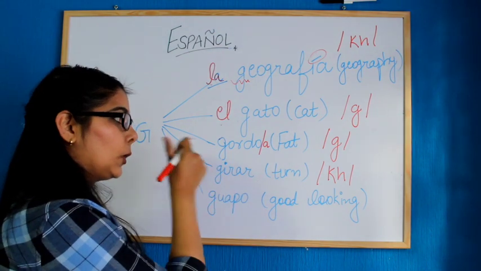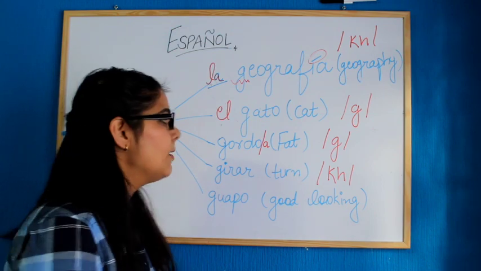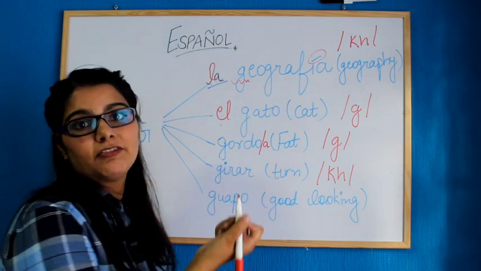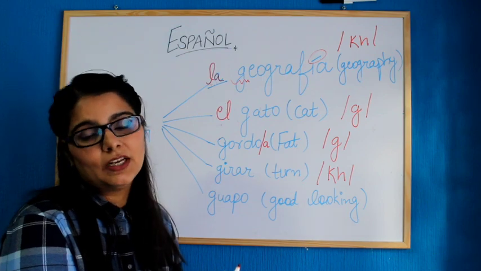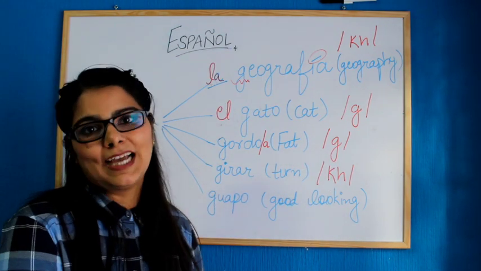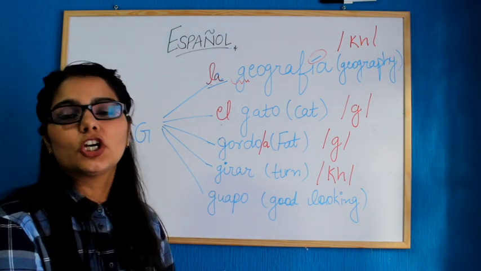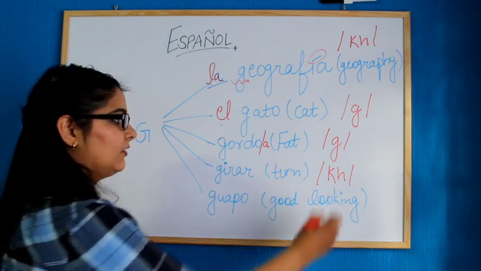Next is gordo or gorda. It's an adjective, so it doesn't have el or la, but gordo is fat, masculine, and if it's feminine, gorda. So it has the g sound. Next is girar. Girar is a verb. Okay, it gives the KH sound.